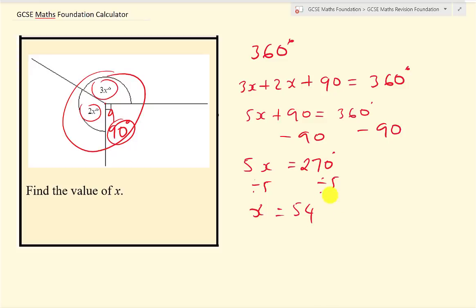In this type of question, they might ask you to work out what this angle is, worth 3x. So all you have to do is 3 times 54. It might also ask you to work out what this angle is, 2x, so 2 times 54, and work out the angles.